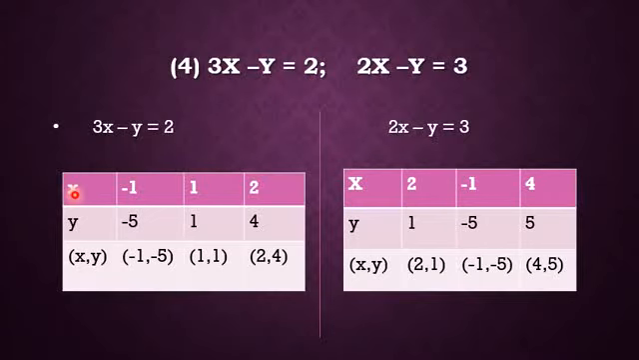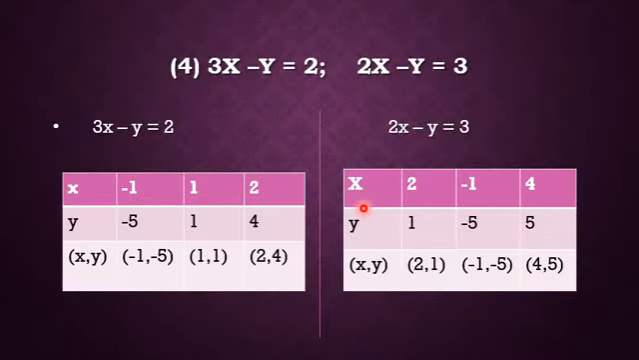Then we can take x is equal to minus 1. Then y is equal to minus 5. That is 3 into minus 1 minus 3. That minus 3 from right hand side is plus. The 2 plus 3 is 5. Then sign of y is minus, therefore y is equal to minus 5. Minus 1 comma minus 5. X is equal to 1. Then we can write y is equal to also 1. 1 comma 1. X is equal to 2. Then y is equal to 4. That is 2 comma 4.